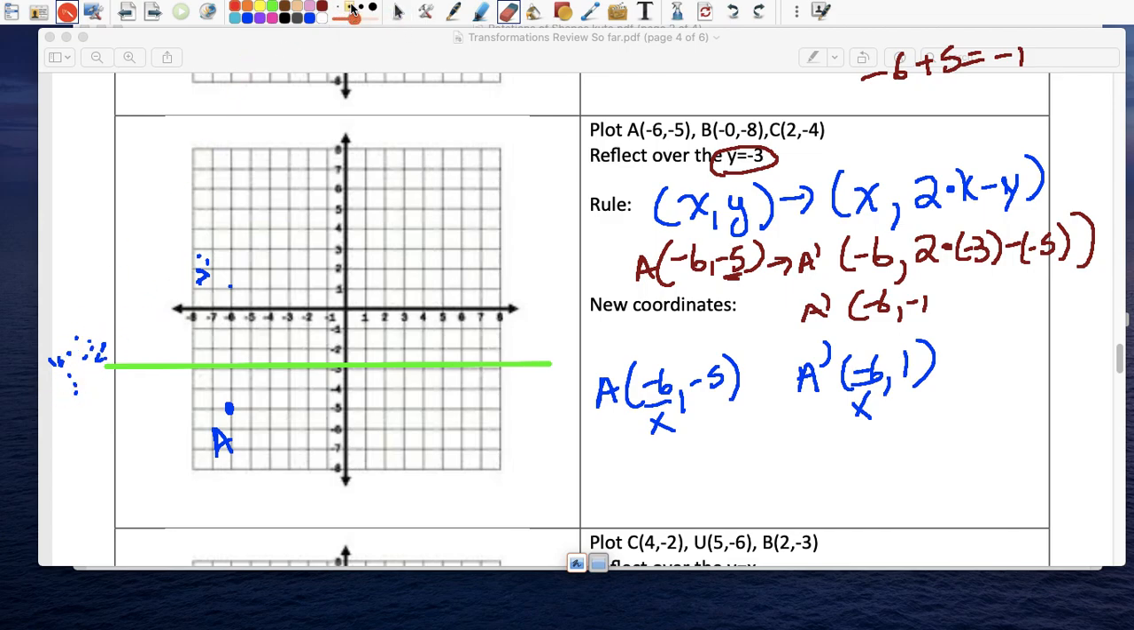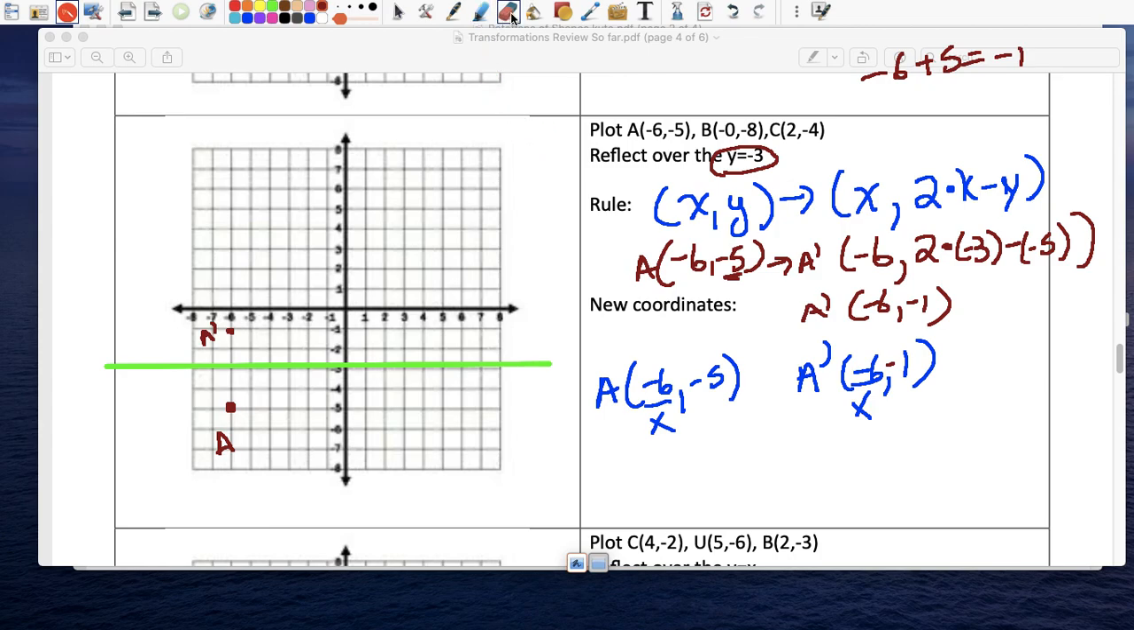Okay, so my calculations are correct. Let me just fix this. So -6, -5 is here. That's point A. A prime is 2 units away. So notice that this is 2 units away from the line of reflection. So A prime is here. Right, so point A is still -6, -5, and point A prime is -6, -1.